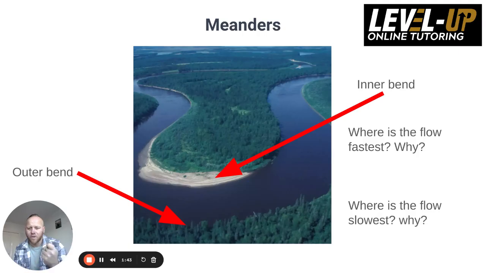Now, if you imagine I've got a piece of string with a tennis ball, and I just started spinning it slowly and then quicker and quicker, the ball moves to the outside. That force is called centrifugal force. Also, if you were in a racing car speeding round a track and you could not brake, then you would automatically go around the outside. And that force is called centrifugal force, and it's why the water is flowing fastest on the outer bend.